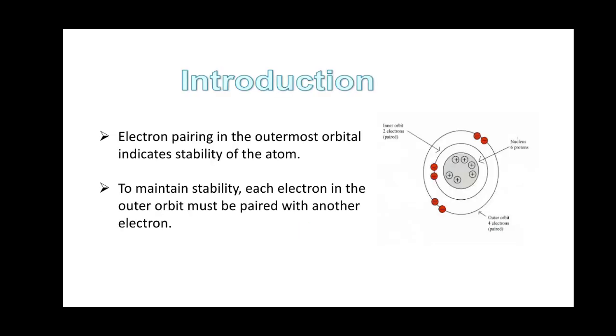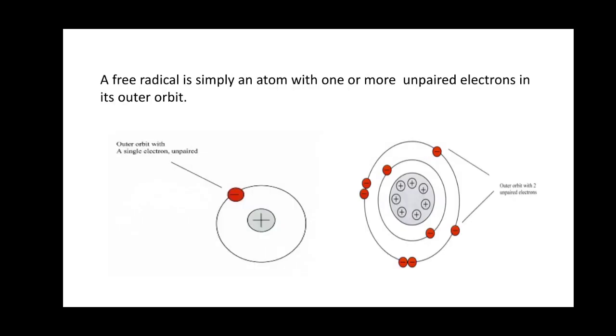So normally, electron pairing in the outermost orbit indicates the stability of the atom. Each electron in the outermost orbit must be paired with another electron. But in the case of a free radical, it's simply an atom with one or more unpaired electrons in its outer orbit. So there will not be stability of electrons.